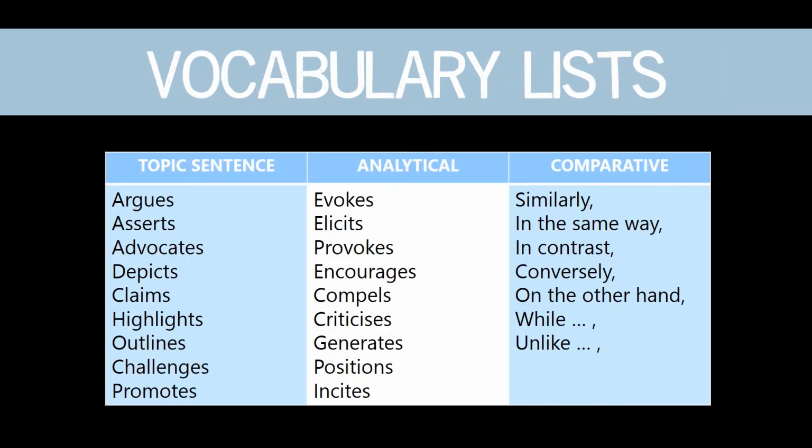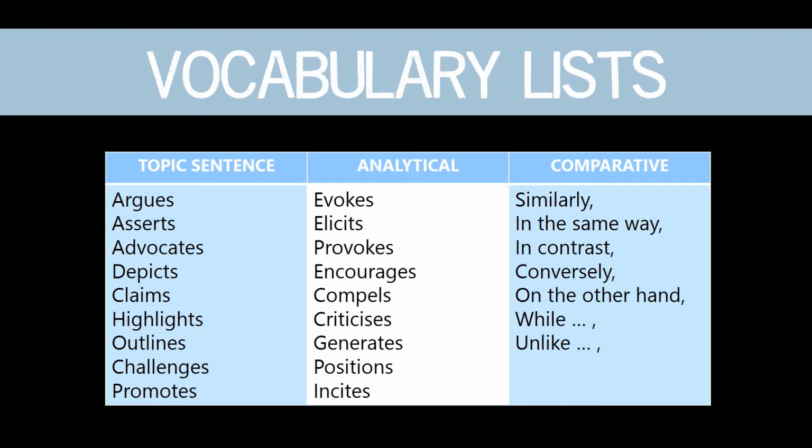So here's some vocabulary lists of some verbs. The first column on the left-hand side goes through topic sentence verbs. And once again, argues, asserts, and advocates, the AAA. They're the three I like to go for, but we've got some more below that as well. Please note, this is not just confined to these words. You can use a topic sentence with a range of different verbs.